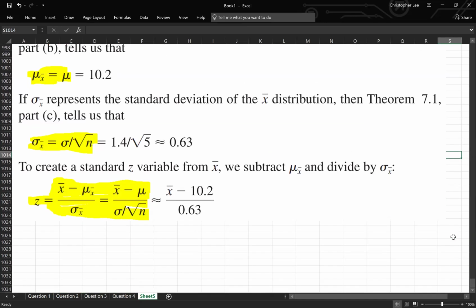Next, we want to create our standard z variable from the X bar distribution. We subtract the mu X bar and divide by the sigma X bar to give us our formula: X bar minus the mu for the X bar distribution divided by the standard deviation for the X bar distribution, which is equal to X bar minus mu over sigma over the square root of n. Little calculator, and I'll give you the answer for that.